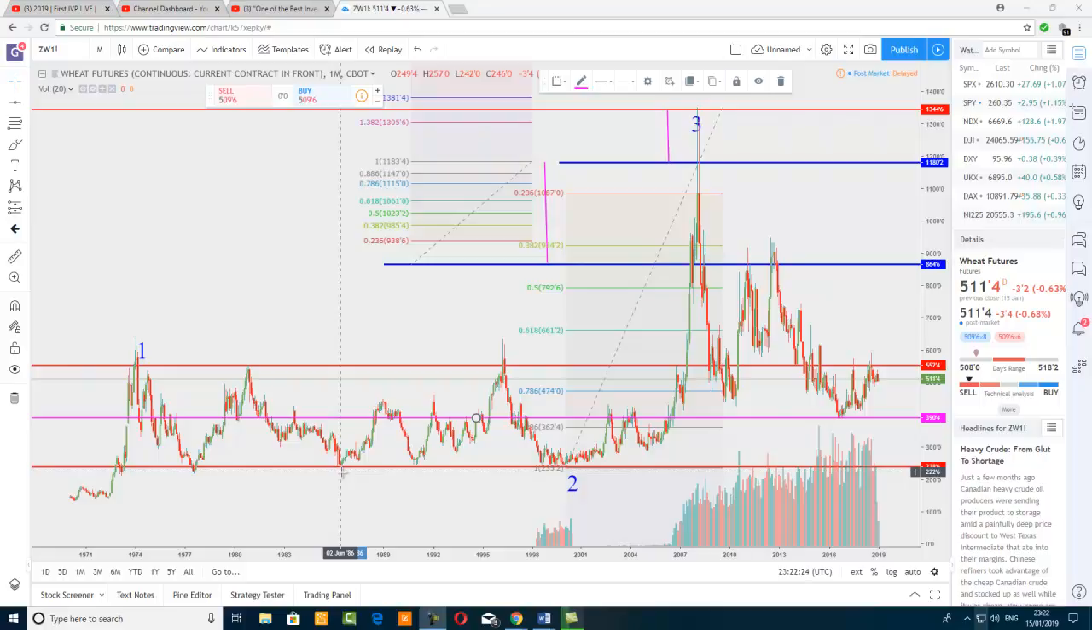ZW1 exclamation mark, ZW1 exclamation mark for TradingView. That is the epic for wheat commodity.